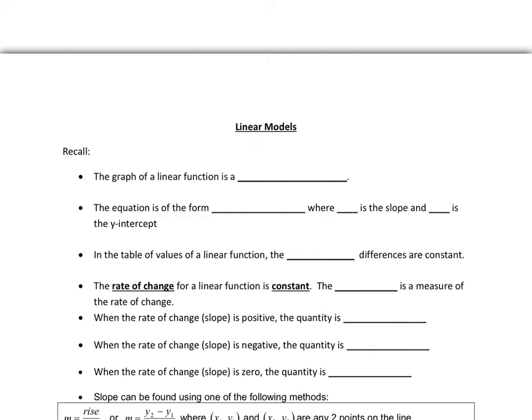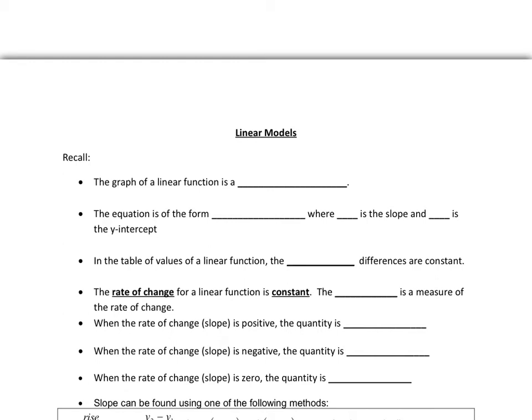So first here we're going to go through a few points about linear functions. So the graph of a linear function we know is a straight line. And the most common form for the equation of a linear function is y equals mx plus b. And in that equation, m is the slope and b is the y-intercept.